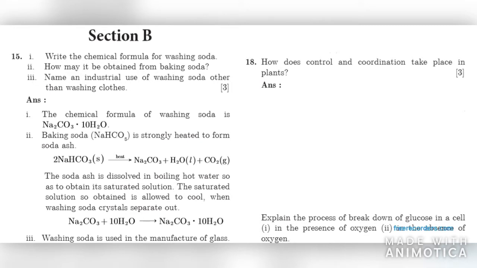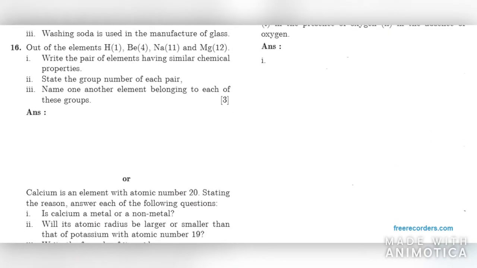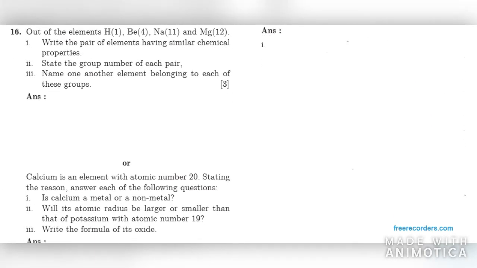Now you have to write an industrial use of washing soda other than washing clothes. It is used in the manufacturing of glass. Now moving on to the next question. Next question is, out of the elements hydrogen, barium, sodium and magnesium 12, write the pair of elements having similar chemical properties.